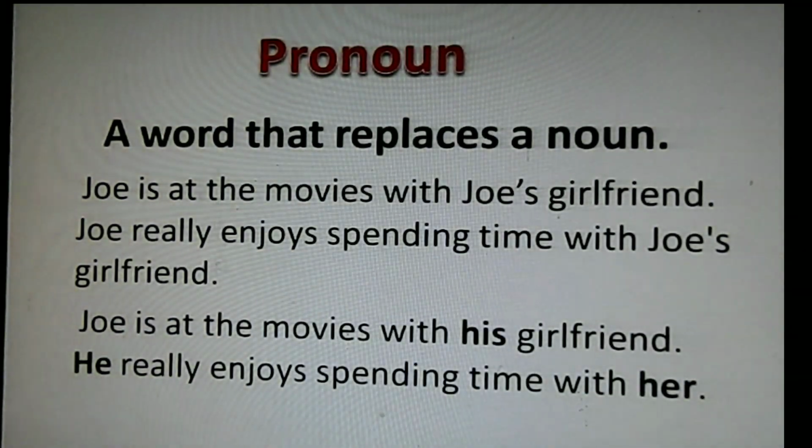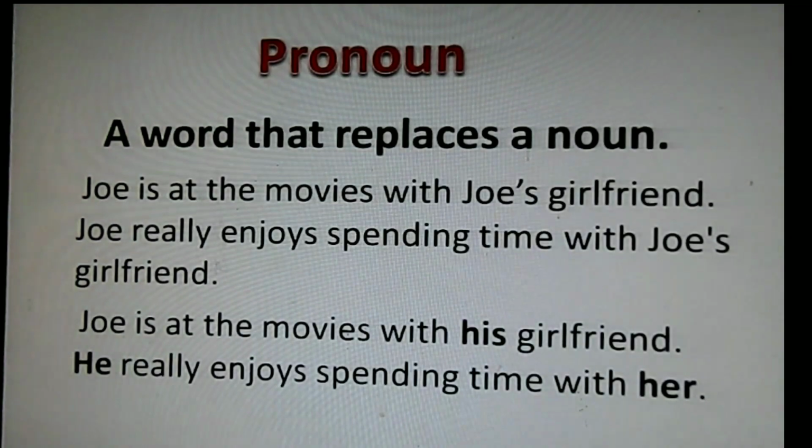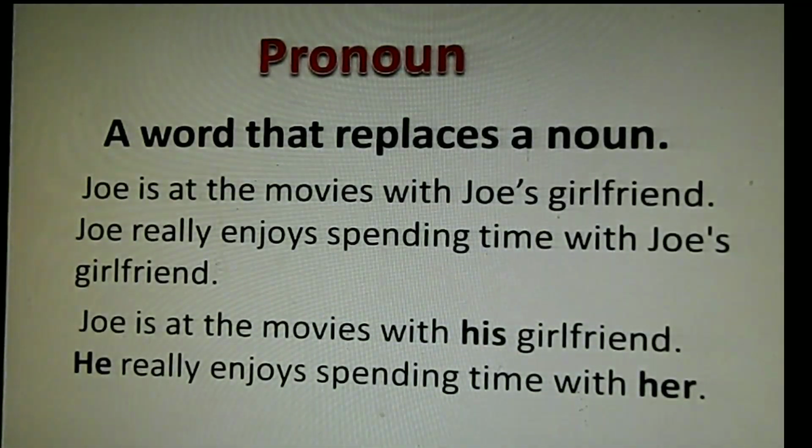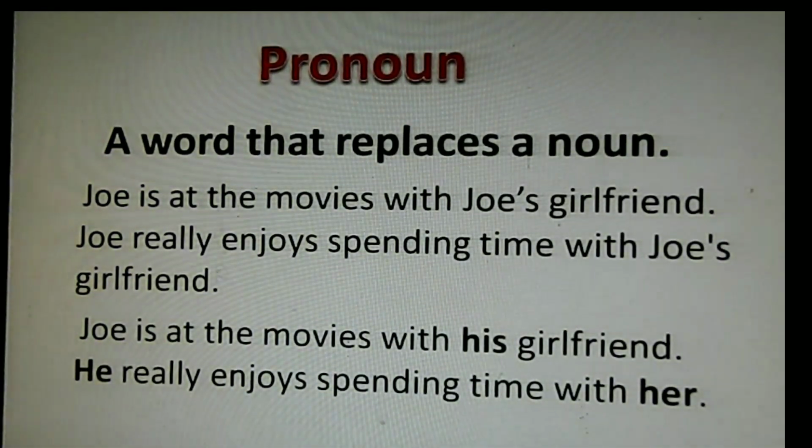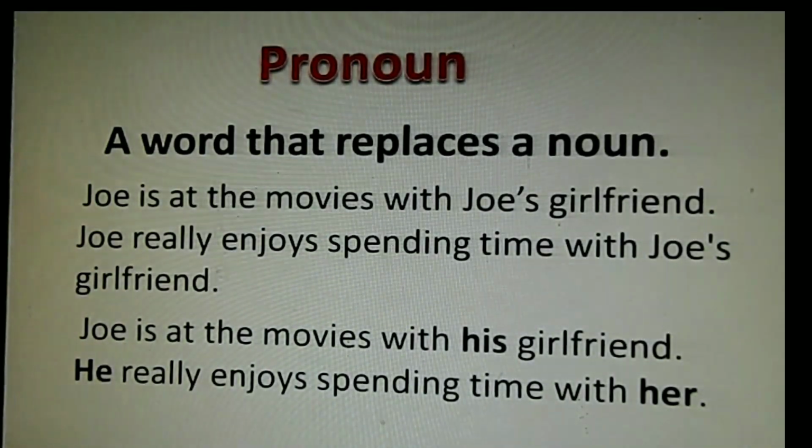There are 3 pronouns which can be used in the sentence in place of a noun. These 3 pronouns are his, he, and her. Let's read the sentence. Joe is at the movies with his girlfriend. I'm not saying Joe's girlfriend. So instead of Joe's, I'm using a pronoun, his girlfriend. He really enjoys spending time with her. So instead of the name Joe, I'm using the pronoun he. And instead of writing Joe's girlfriend, we are using her. So these 3 words are pronouns: his, her, and he.